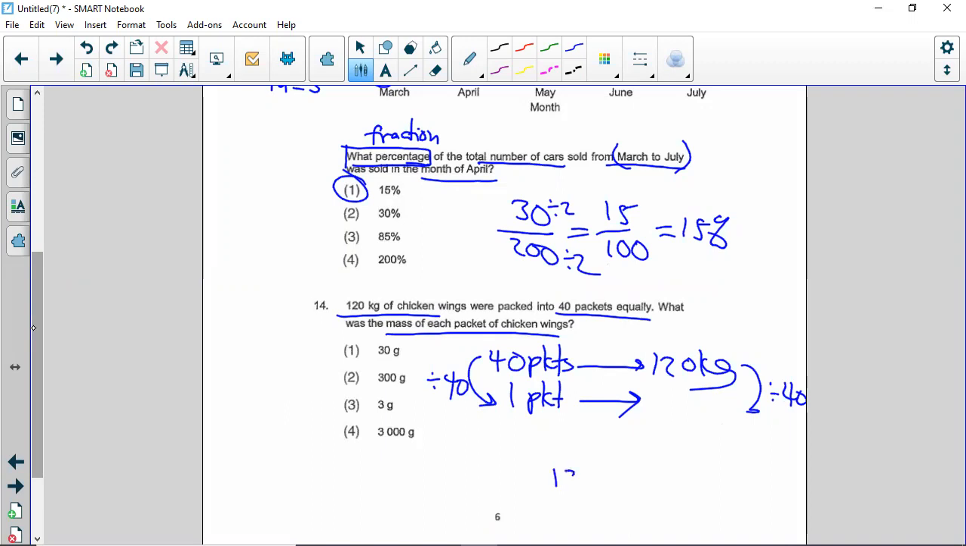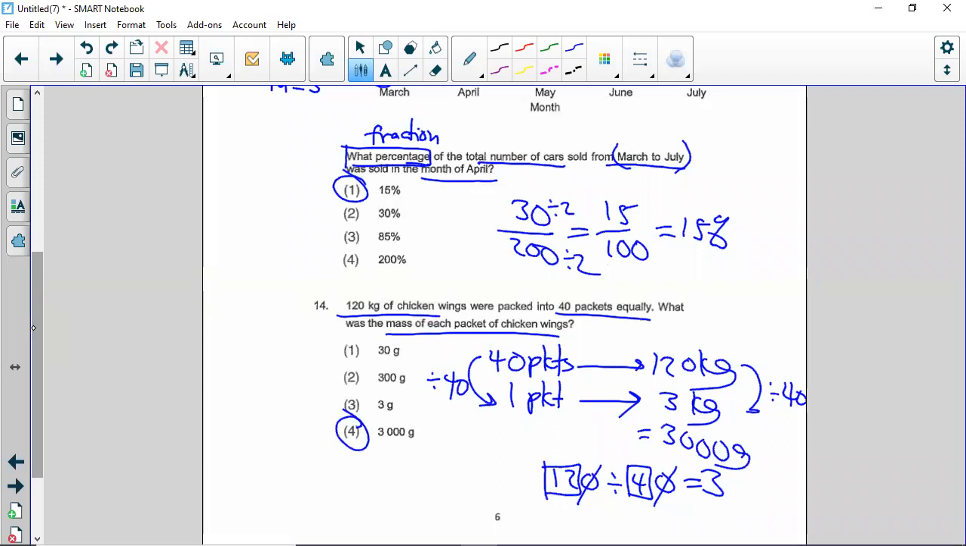If you don't know how to do that, then you cancel. Divide by 10 and divide by 10. So you will get 12 divided by 4 and you will get 3. So that will be 3 kg. So 1 packet is 3 kg. Are you clear so far? But there's no answer there. So you have to change the 3 kg into grams, 3,000 grams. So 1 packet is 3,000 grams. Answer number 4. Are you clear?